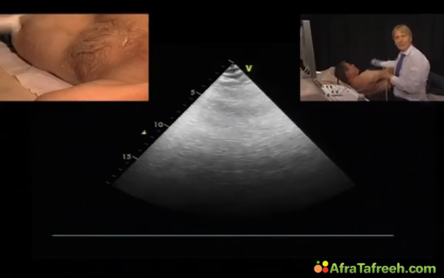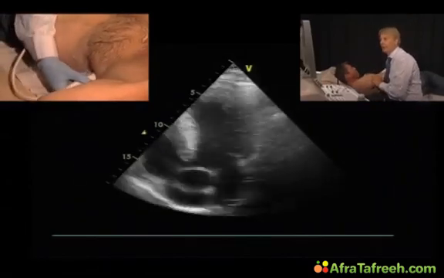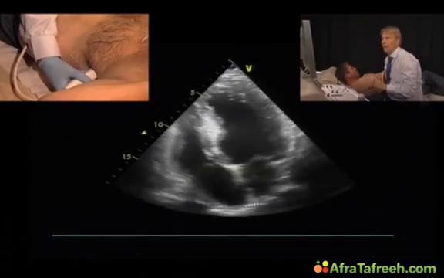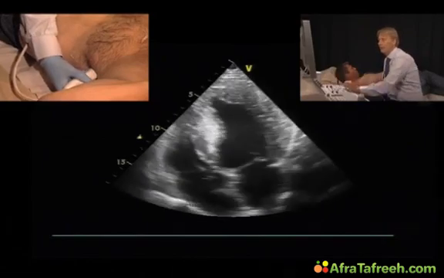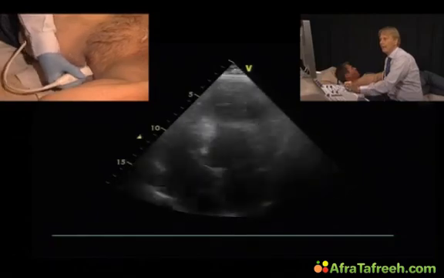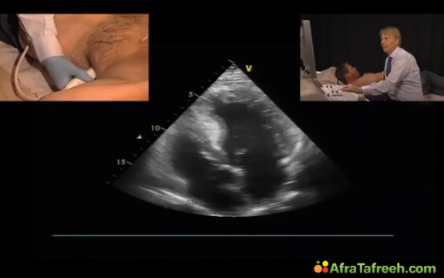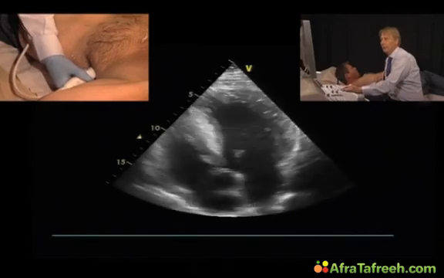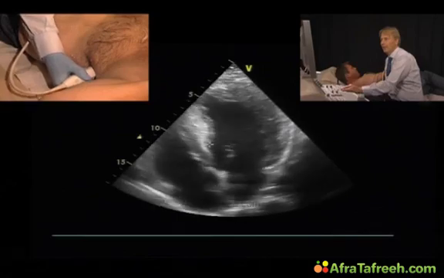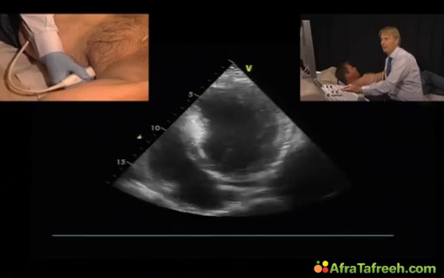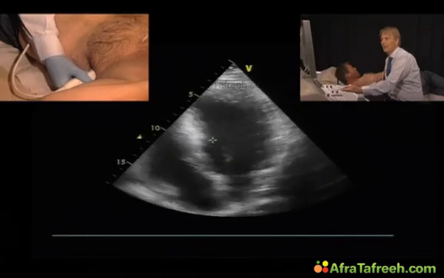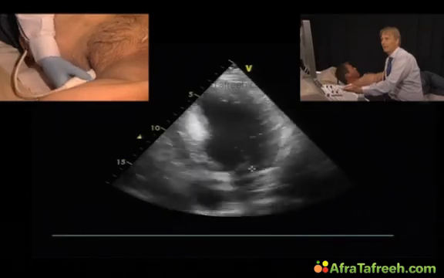So this is a patient with hypertrophic cardiomyopathy, and I want to point your attention to the basal septum. We see that it's massive left ventricular hypertrophy, but this portion of the interventricular septum is much thinner, and there is a fairly abrupt change in the thickness of the septum.